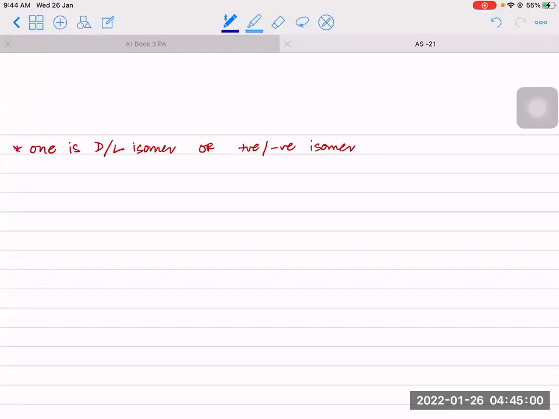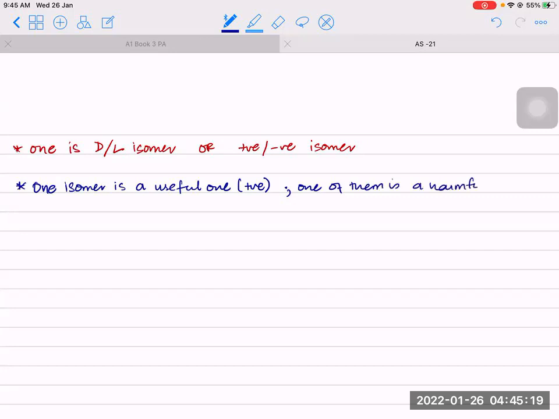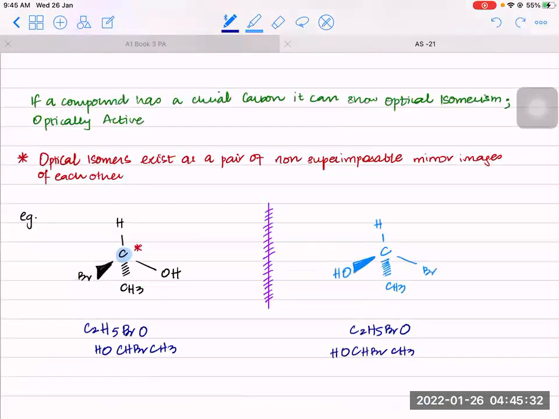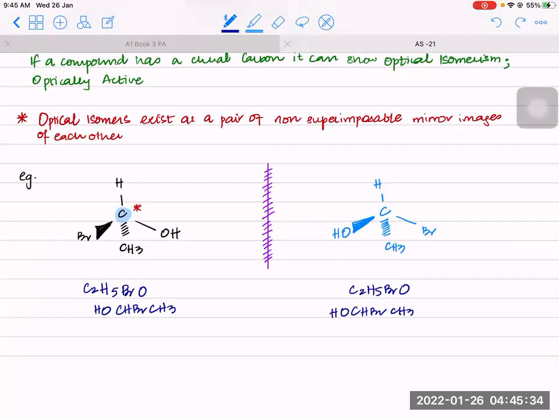Now, why do we call them positive, negative? I told you because one is a useful isomer, one is a useless or a harmful isomer. So the useful one is called positive, and one of them is a harmful or a useless isomer, and we call that the negative isomer.